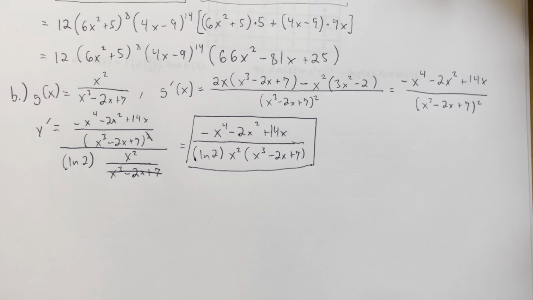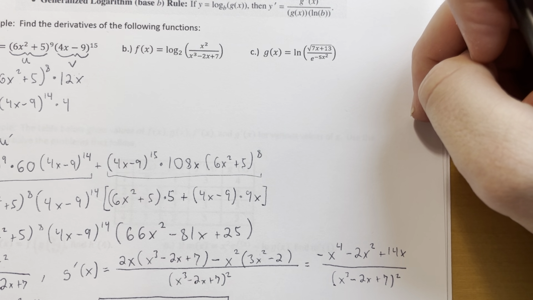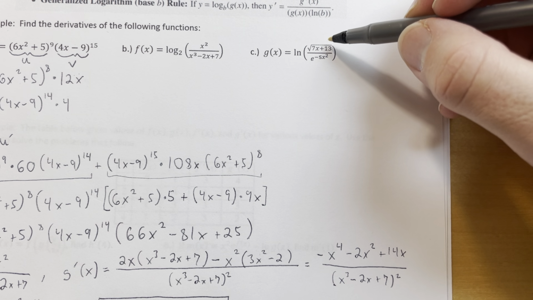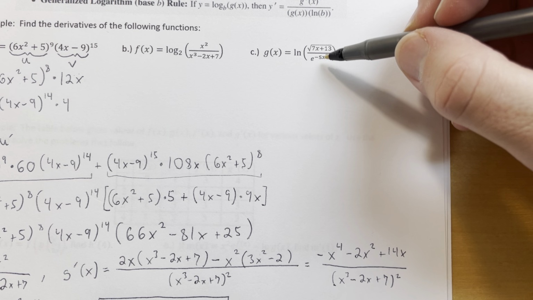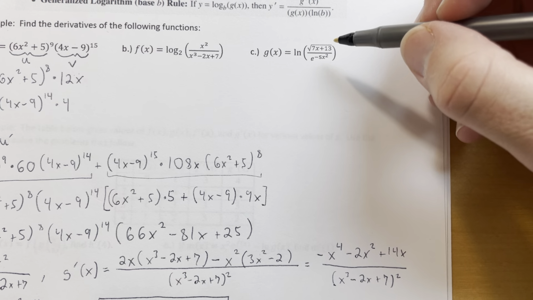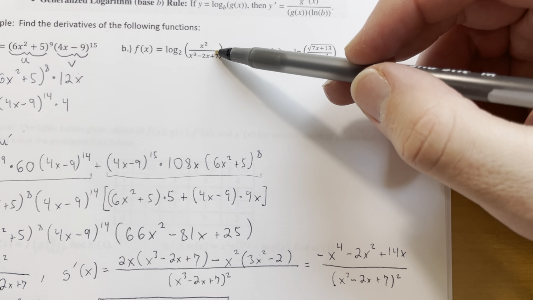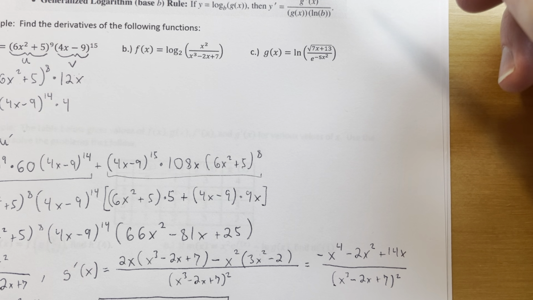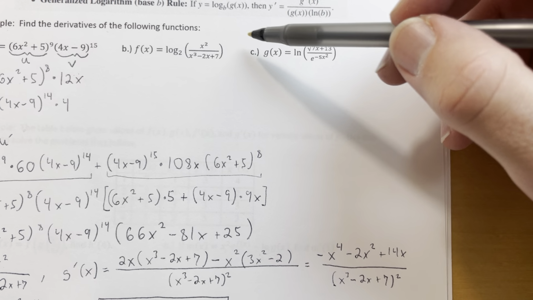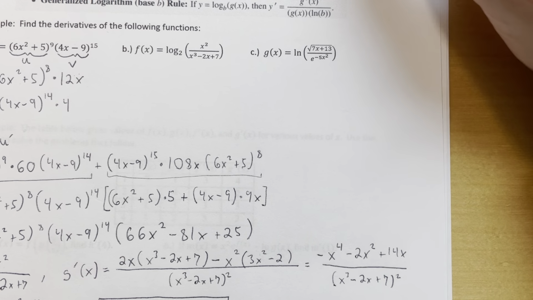Okay, let's take a look at one more. See, I have the natural log of the square root of 7x plus 13 all over e to the negative 5x squared. Now, this guy looks pretty similar to what we had over here, right? Because this log base 2 had log base 2 of a quotient here. So I could approach this one in essentially the same way.